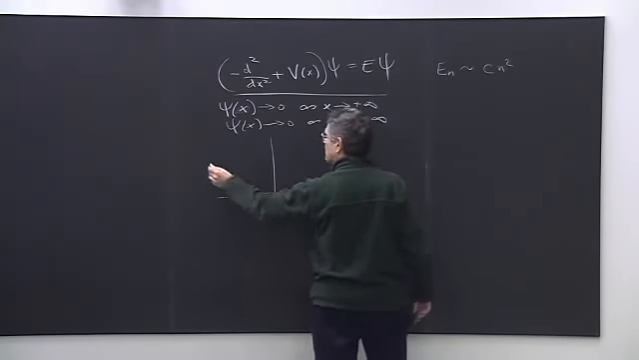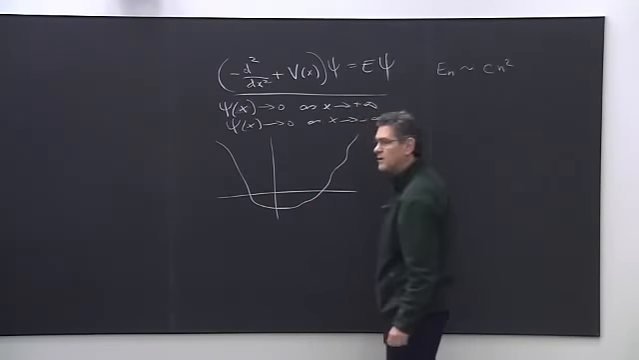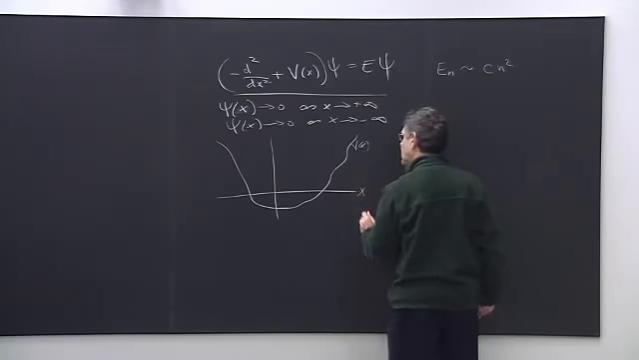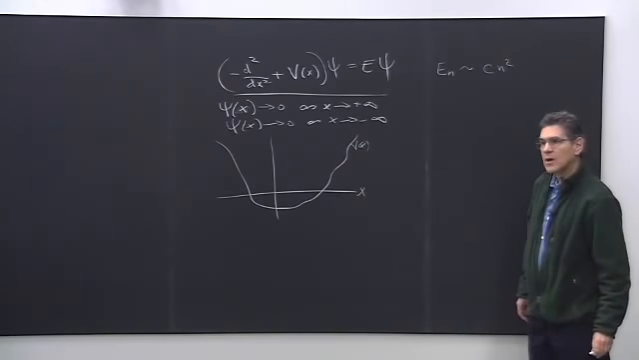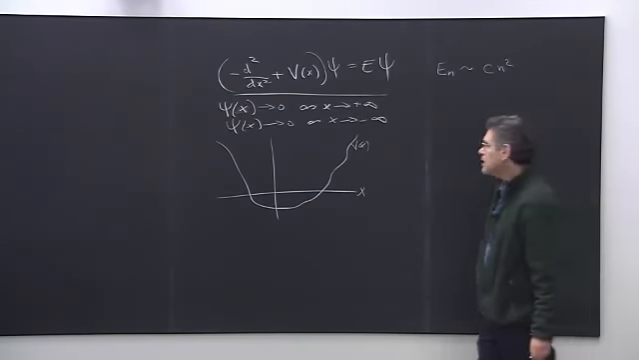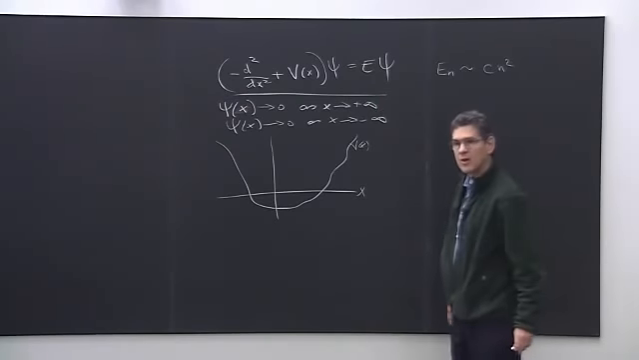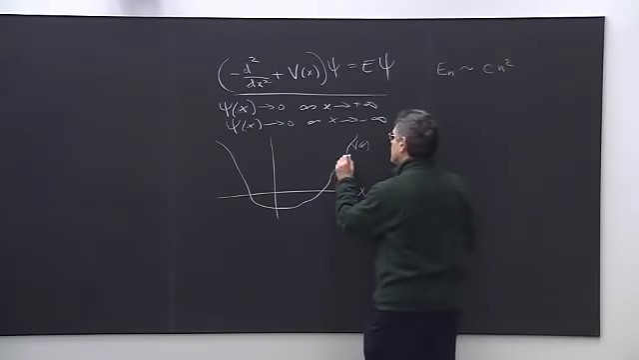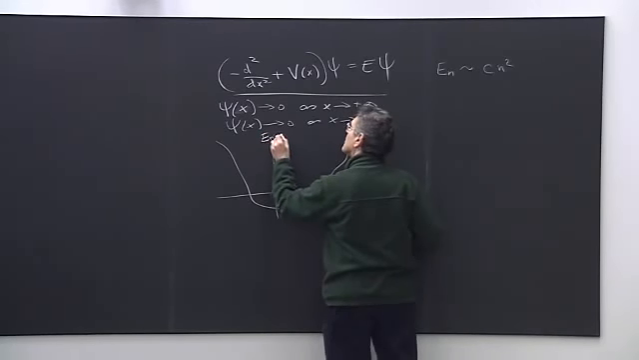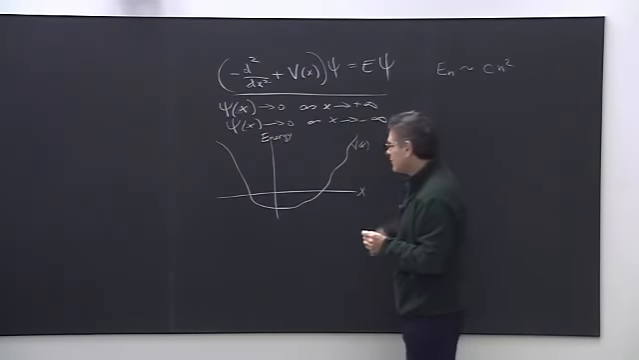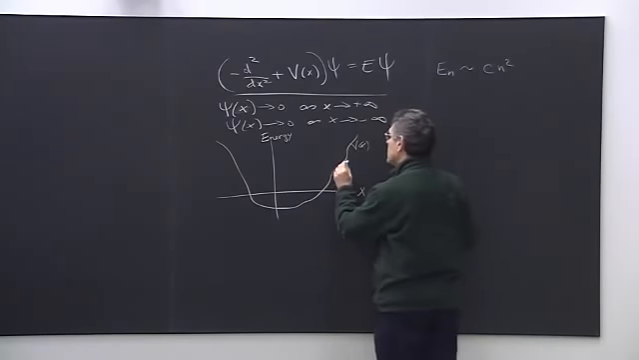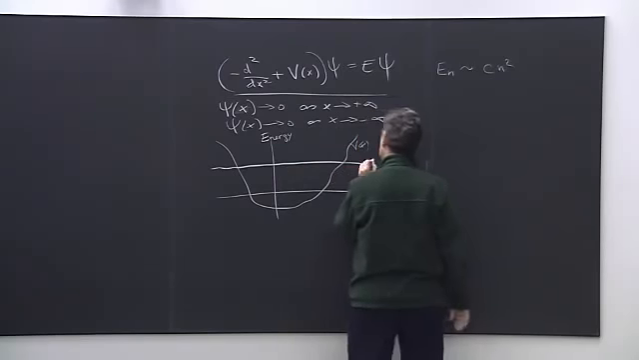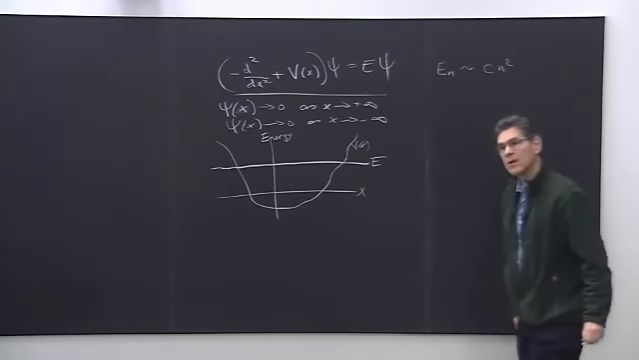Let's say some potential like this. Okay, so this is v of x, and this is x. And we want to know what are the possible energies of a particle confined to this potential well. Okay, so this is the energy axis. Okay, so I'm plotting the potential energy on that axis. I'm also plotting E. Here's E, the energy of the particle on that axis.